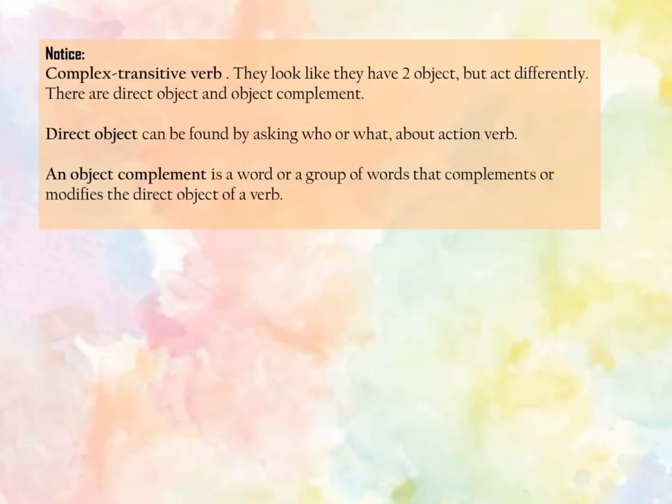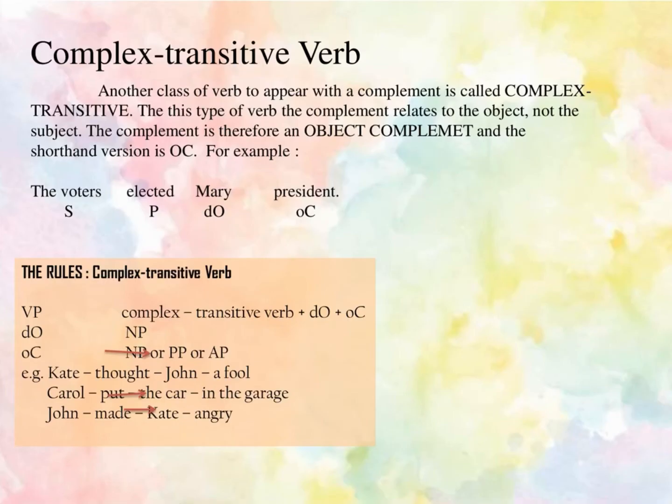And then the object complement. An object complement is a word or a group of words that complements or modifies the direct object of a verb. So, why is president the object complement? The answer is because president provides information about who Mary is.